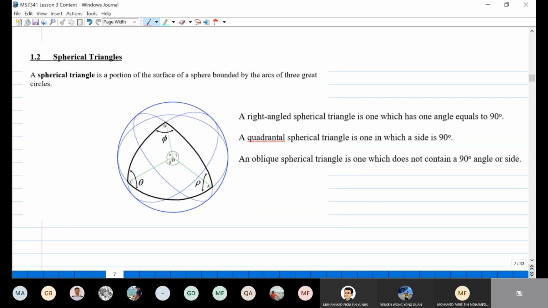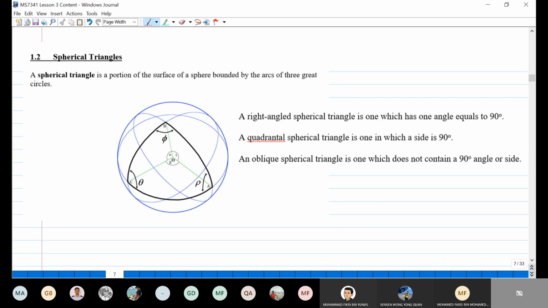Okay, so now let's talk about the spherical triangle. A triangle must have 3 sides. So a spherical triangle is a surface of a sphere bounded by the arcs of 3 great circles. Remember, a great circle must pass through the center of the sphere. So here is an example of a spherical triangle. Three sides. Each side is an arc of a great circle.